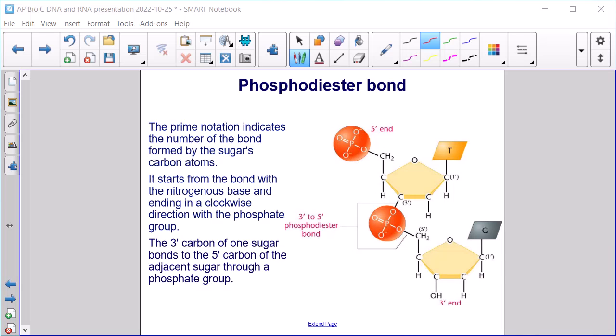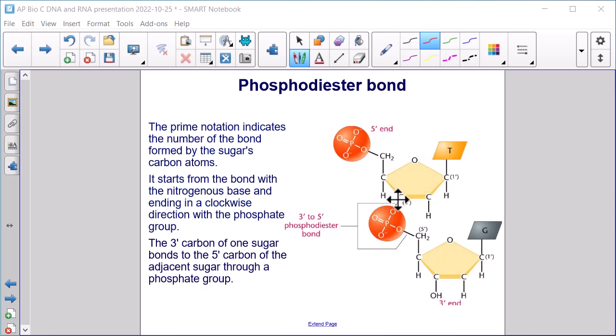Let's talk about the prime notation. You see here this says 5' end, 3' end, and this says 3' to 5' phosphodiester bond. So the prime notation indicates the number of the bond formed by the sugar's carbon atoms. It starts from the bond with the nitrogenous base, ending in a clockwise direction with the phosphate group. So do you see how I start at the carbon with the nitrogenous base as 1'? Same thing here, 1'. And I go clockwise. So this is 1', 2', 3', 4', 5'. Same thing here, 1', 2', 3', 4', 5'.